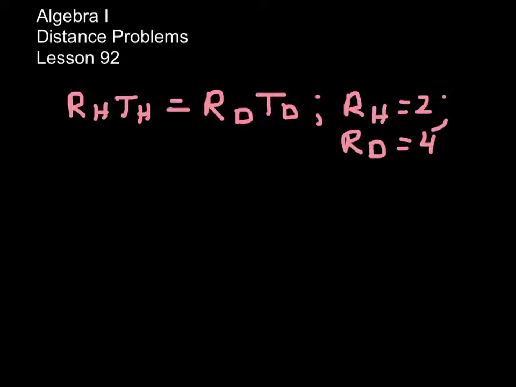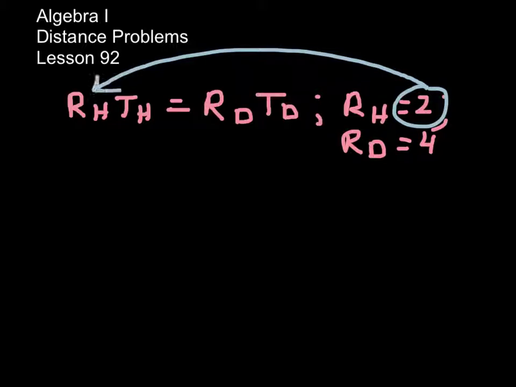And what we've done before is, even though this is part of an example, we substituted in what we knew, so we'd substitute 2 in for RH and we'd substitute 4 in for RD, and then we go from there. We're not going to complete this out because this is just an introduction, but that's what we've been working with. Now, there's something that's very closely related to distance problems, and that's the distance formula.